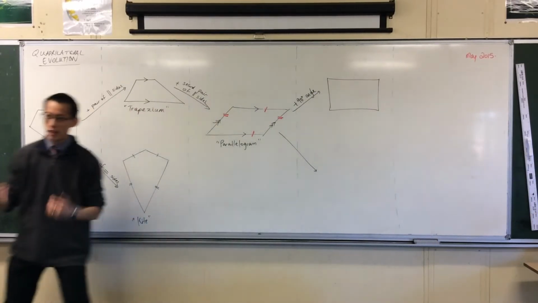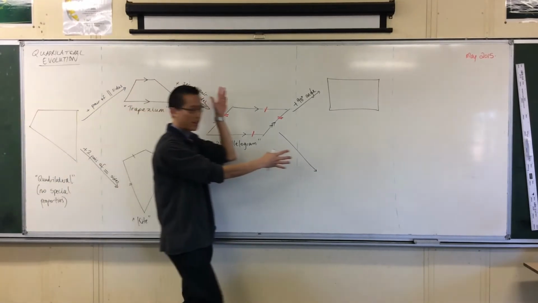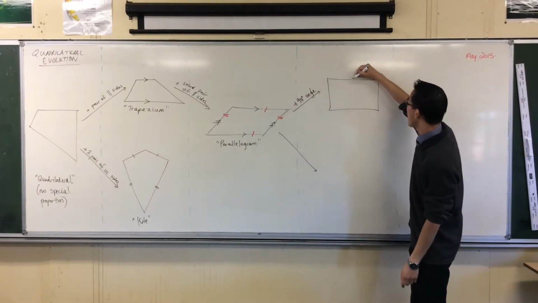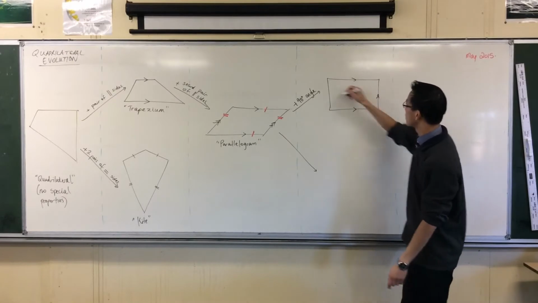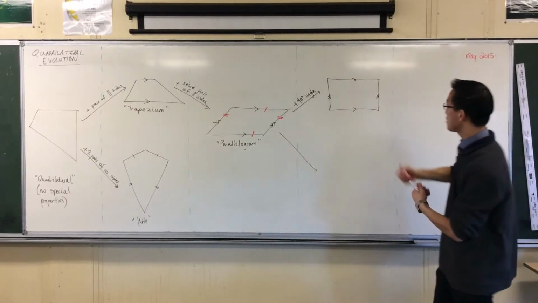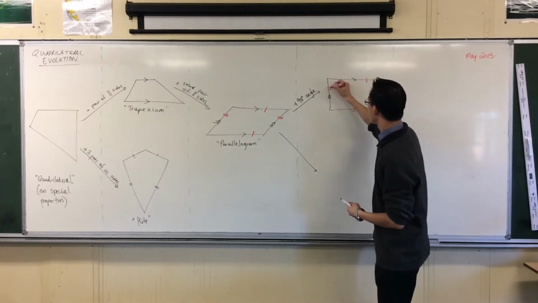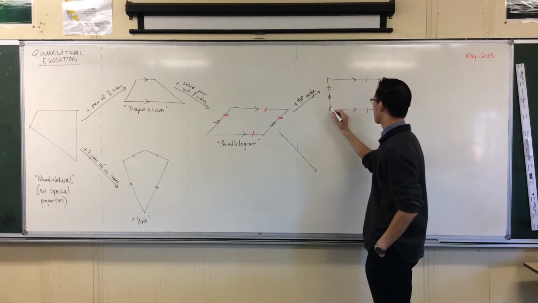As we go from left, further evolved to the right, you're getting all of the things before, plus new stuff, right? So I still have my equal sides, my parallel sides. I still have my parallel sides. I still have my equal sides. But now I've added in a right angle, okay?